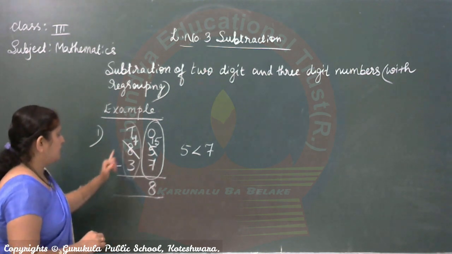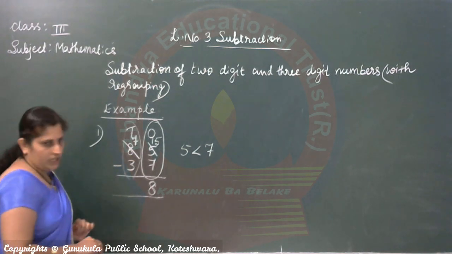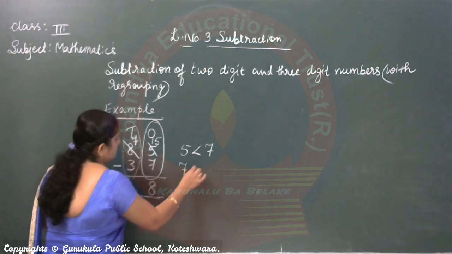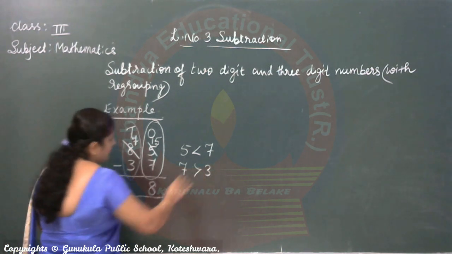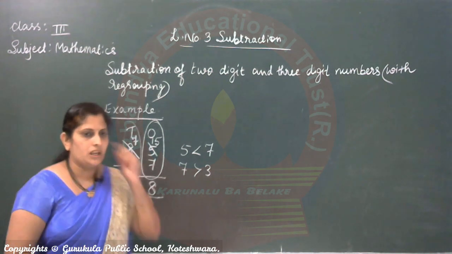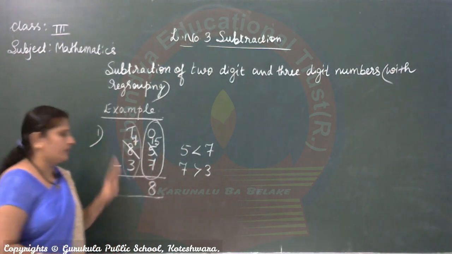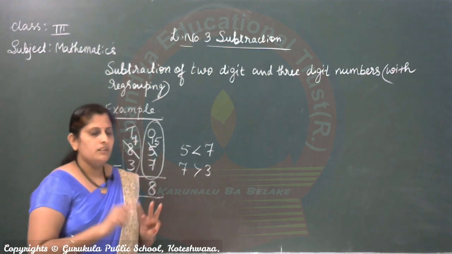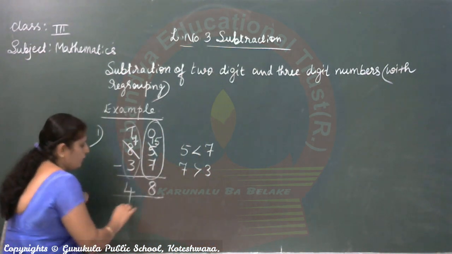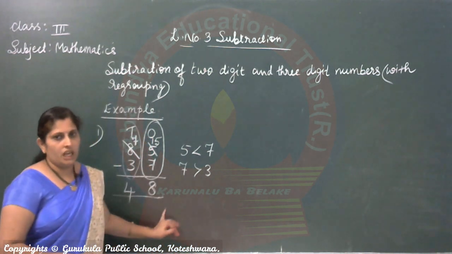Now next go to the tens place. In the tens column 7 and 3 are given. 7 is greater than 3, correct? So we can subtract it. So 7 minus 3. 7 you keep in your mind, 3 in your hand. Now count back from 7. That is 6, 5, 4. Correct? So it is 4 here. So 48. The difference is 48.